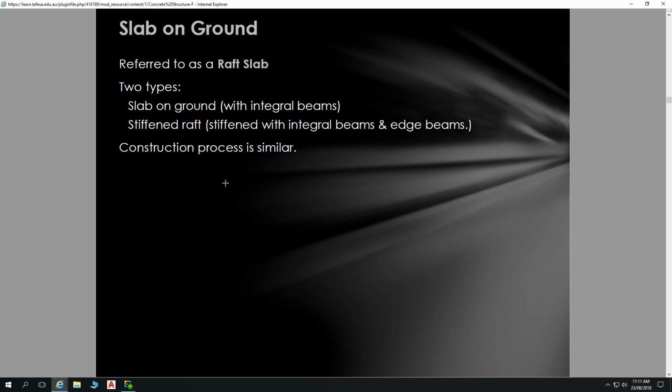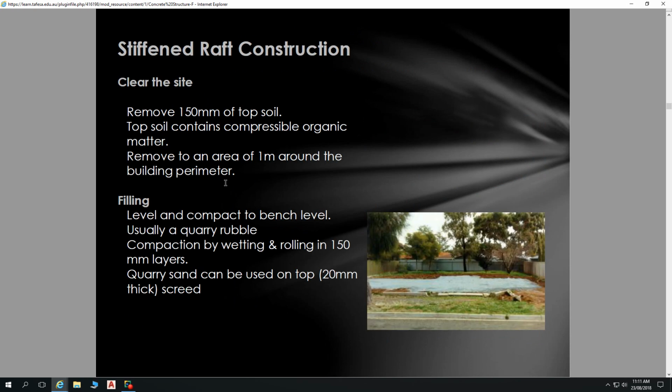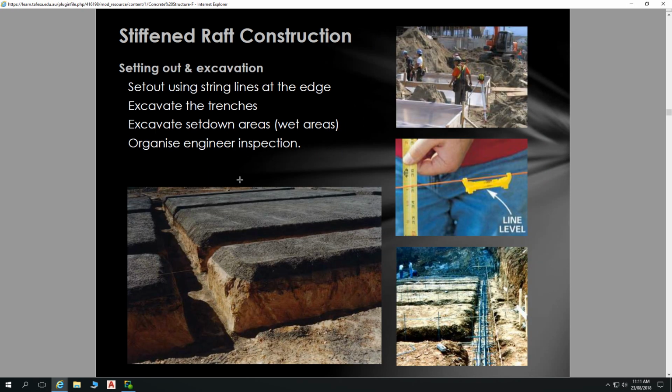So slab on ground, referred to as raft slab. We'll go through this fairly quickly. You clear the site, get all the humus off, and then you fill it and you compact that to get a good foundation. Now, they're very nice looking trenches. Not every day you'll see trenches that look that nice. That's got what looks to be almost 90 mil to 100 mil layer of dolomite on the top. That dolomite is just crushed up rock, so crusher fines from the quarry. That gives you a very nice surface. Wet it down.